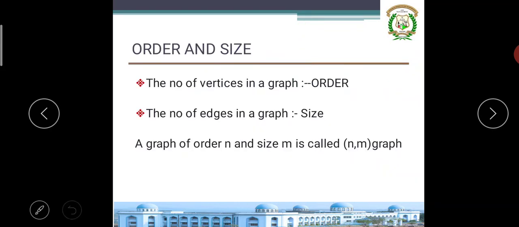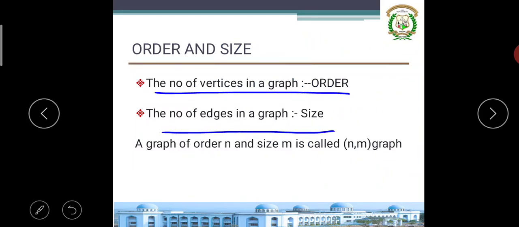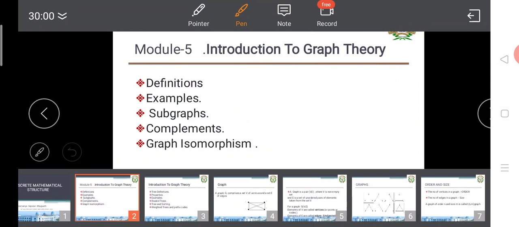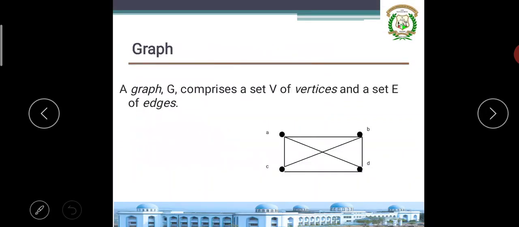Now, the number of vertices I call the order, and the number of edges I call the size. For example, for this graph AB, I can write 2, 1, where 2 vertices is called the order. The order is 2 and the edges is 1, which is nothing but the size. Next, describe this graph AB.